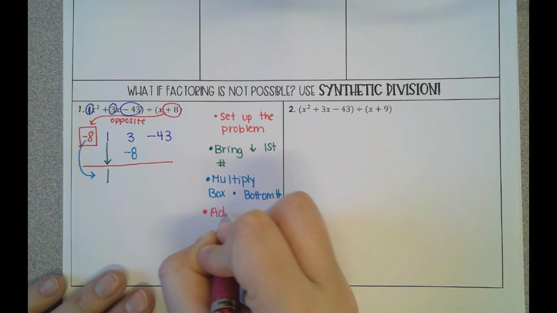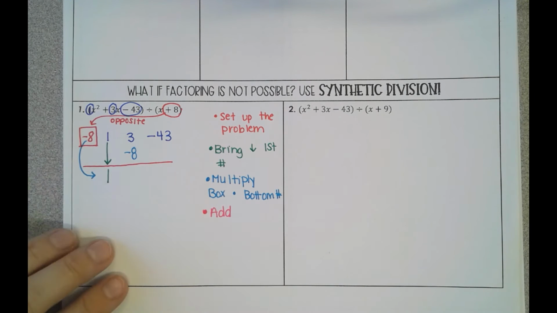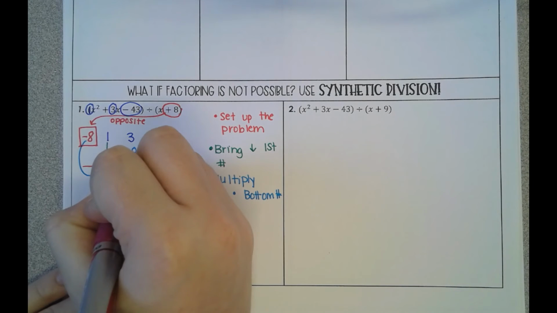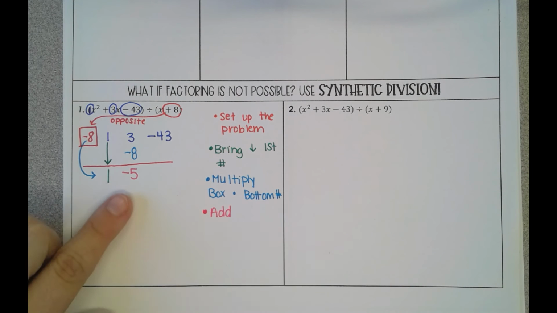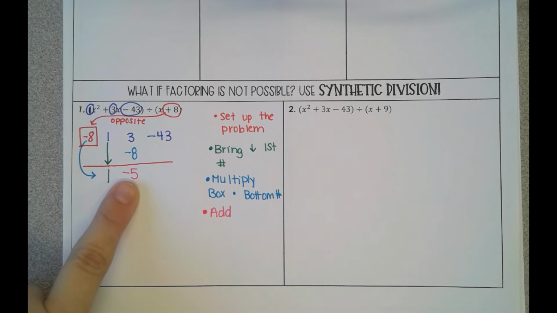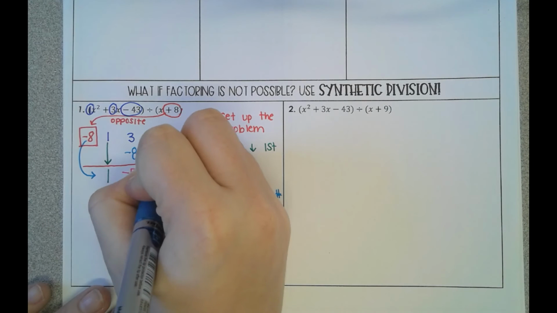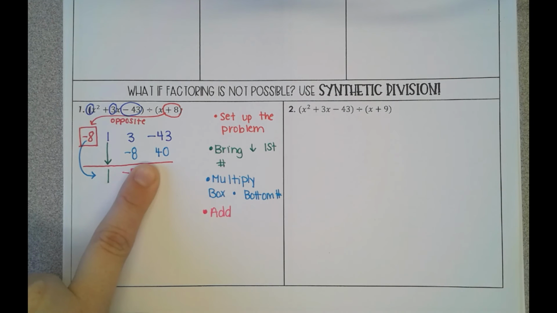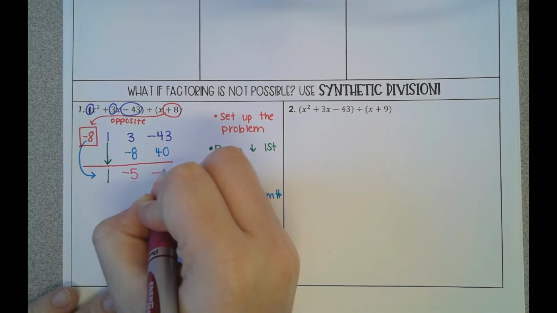And then we add. What's 3 plus negative 8? Negative 5. Thank you. And then we're going to repeat. We're going to multiply. What's negative 8 times negative 5? Positive 40. And then we're going to add negative 43 plus 40, negative 3.